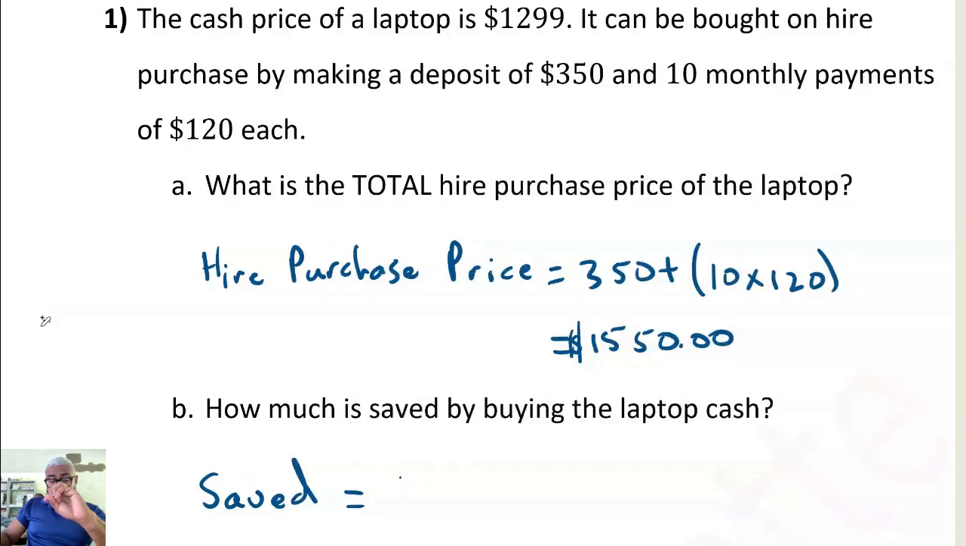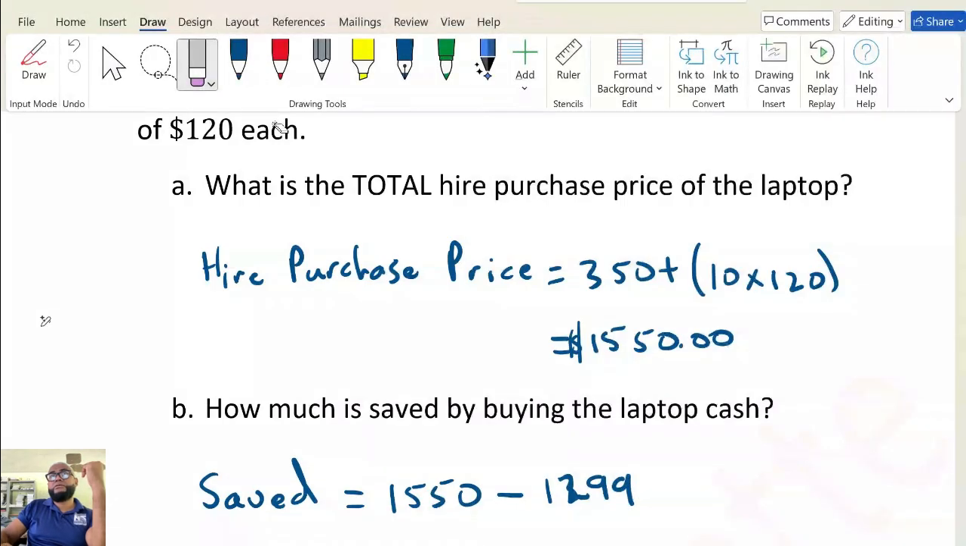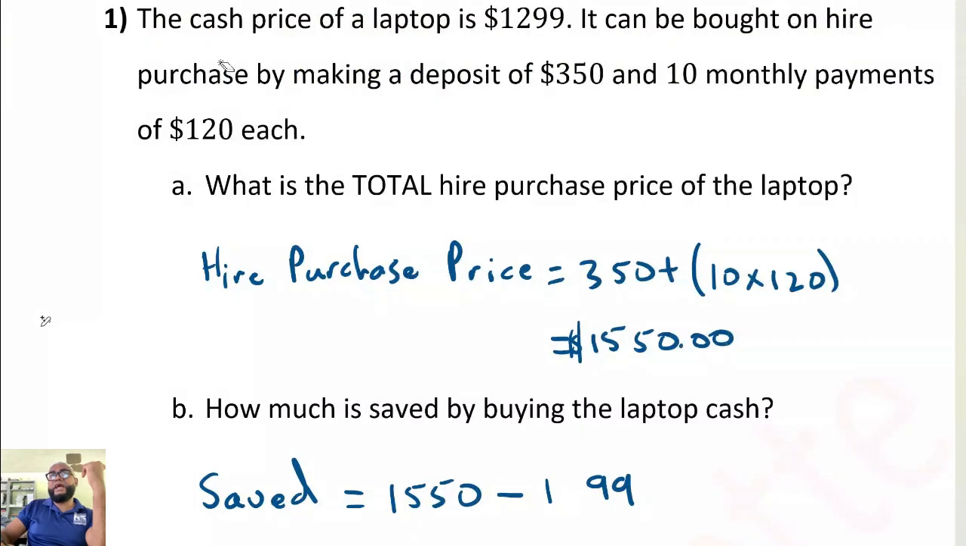$12.99, right? So if I want to find out how much is saved, what do I need to do? Take away, excellent. $15.50, which is my higher purchase price, minus my... wait, it's 12.99, right? Come on. 12.99. And what does this work out to be?